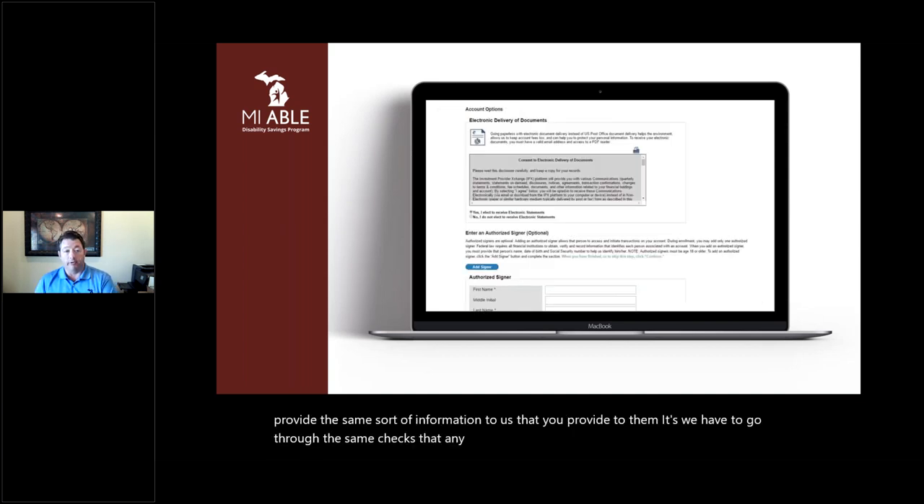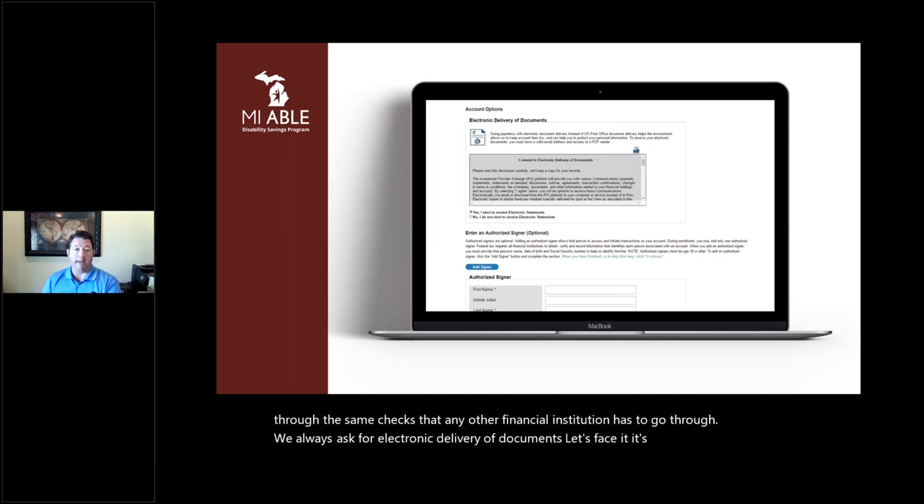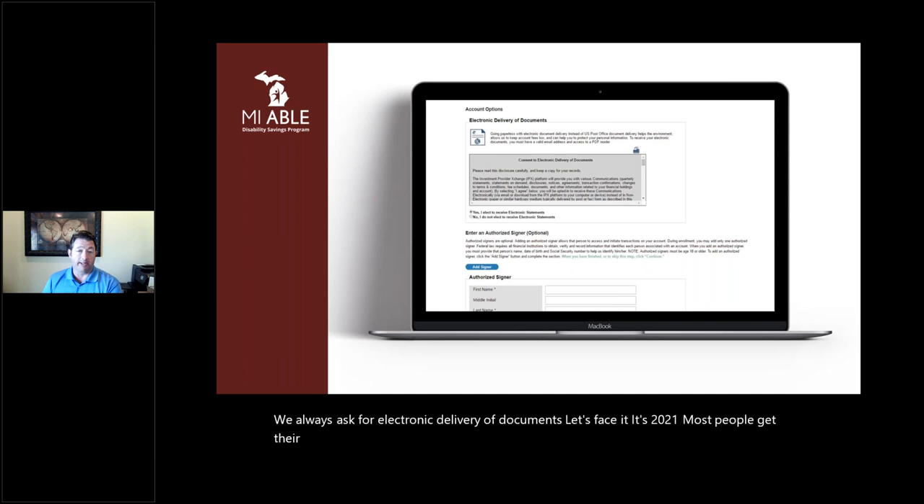We always ask for electronic delivery of documents. Let's face it, it's 2021. Most people get their bank and investment statements electronically as opposed to through the snail mail. It makes it easier, it makes it faster, and it makes it more cost effective for all of us.